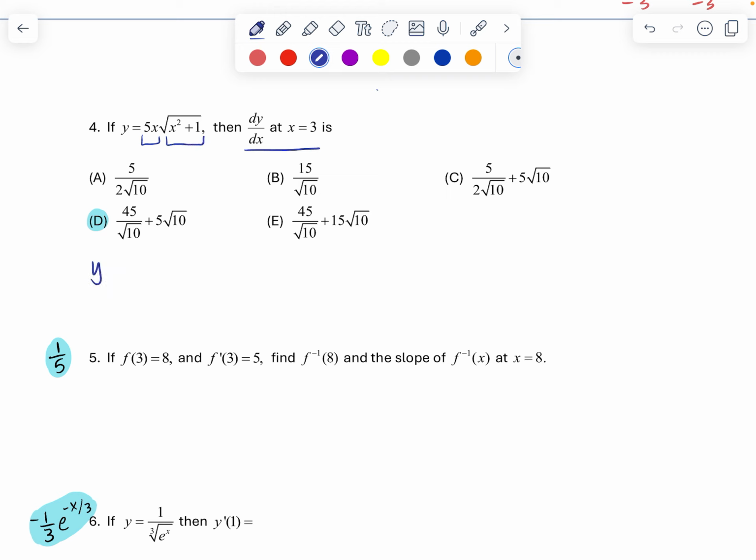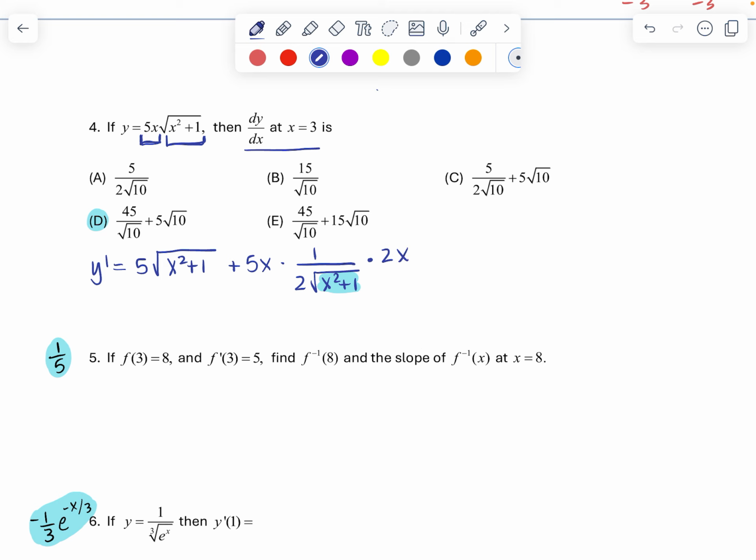So I'm going to have y prime equals the derivative of the first, so the derivative of 5x is 5, times the second, which is the square root of x squared plus 1, and then plus the first, which is this 5x, and here's where it explodes a little bit. The derivative of the square root of x squared plus 1 is 1 over 2 times the square root of x squared plus 1. And then I have to chain rule this. Remember, I have to multiply by the derivative of x squared plus 1, which is 2x.